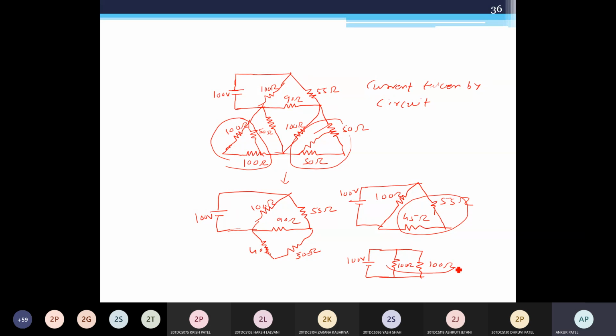Now the parallel combination of 100 ohm and 100 ohm is 50 ohm. So now what you have left in the circuit diagram is like this. This is 50 ohm and this is your 100 volt. Now you have total R equivalent is 50 ohm. So I is equal to V by R, so 100 by 50, that is your 2 ampere. Okay? Understood?